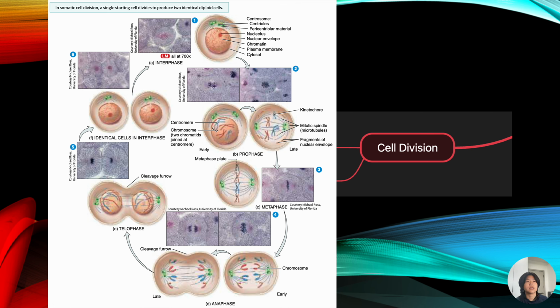So mitosis is a process of dividing the chromosomes, dividing the sister chromatids equally. And then we have cytokinesis. Cytokinesis is a process in which the cytoplasm divides.